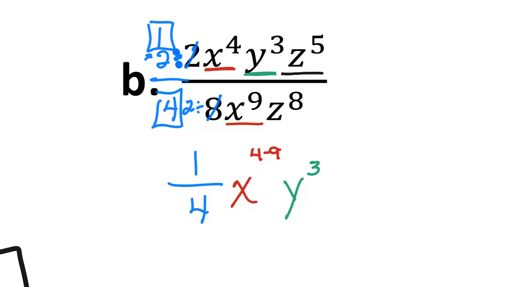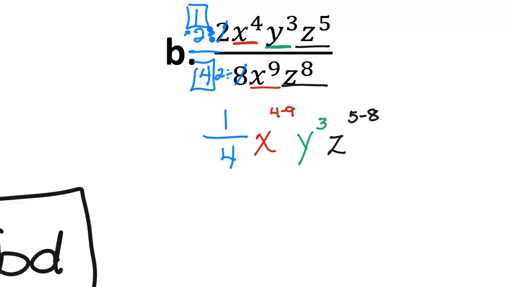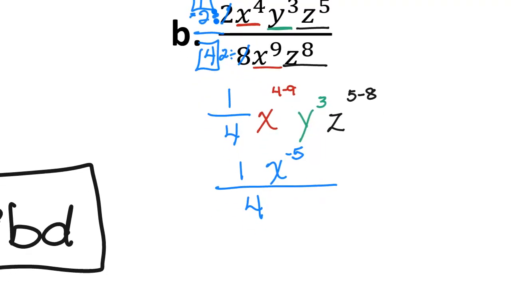And then finally we have z to the 5th divided by z to the 8th. You are dividing, so you will subtract the top exponent, 5 minus 8. So as I simplify this, I have 1 over 4. I have x to the what? Negative 5th. Yeah, we'll change that in a minute, but leave it there for now. Y to the 3rd. And z to the 5 minus 8 is going to be negative 3.